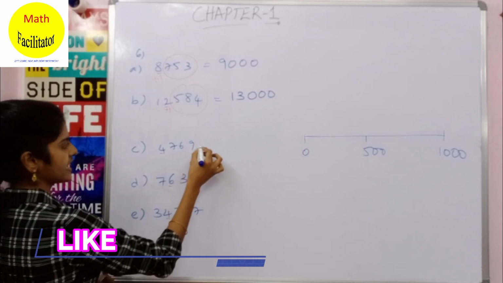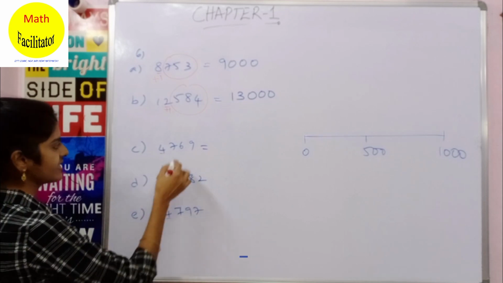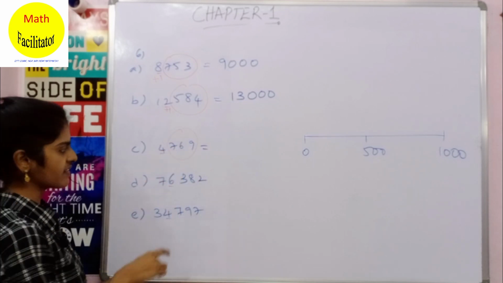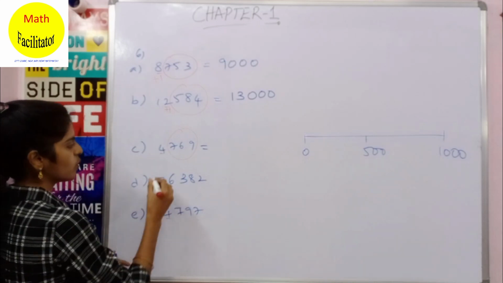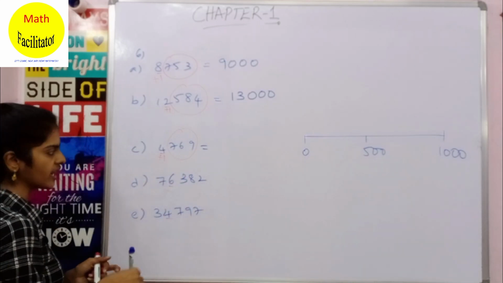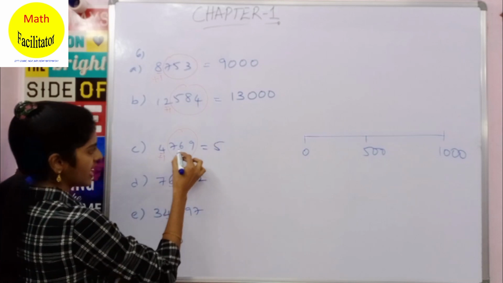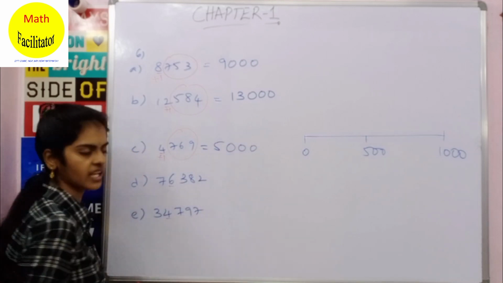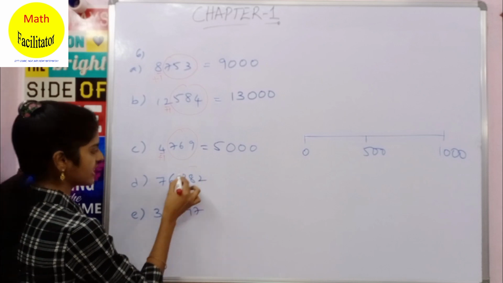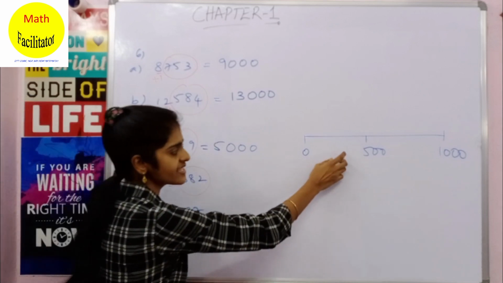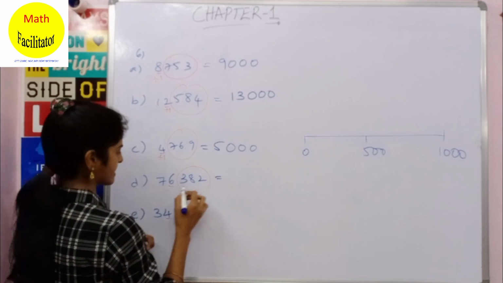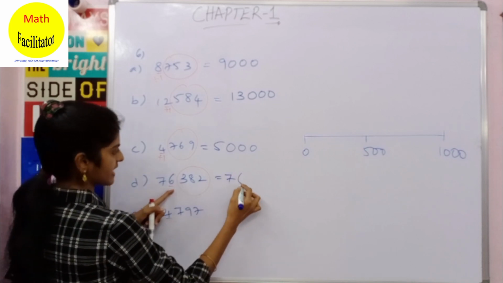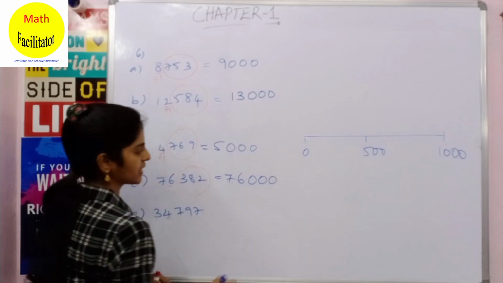Clear? Now the next one, you have 769 here. 769 is greater than 500, so you will add 1 to the thousands place. So 4 plus 1 is 5 and all these are zeros. Clear? Now here you have 382. 382 is less than 500. So what will you do? You will write the number as it is. So 7, 6 you will write as it is and the other number becomes 0.